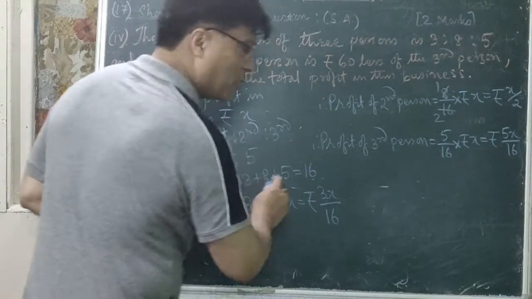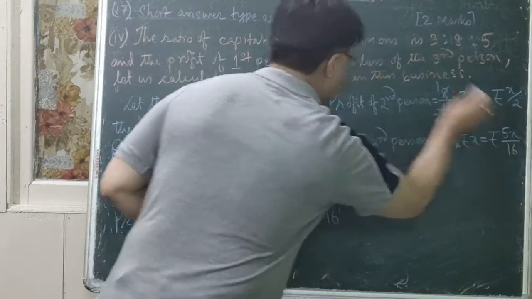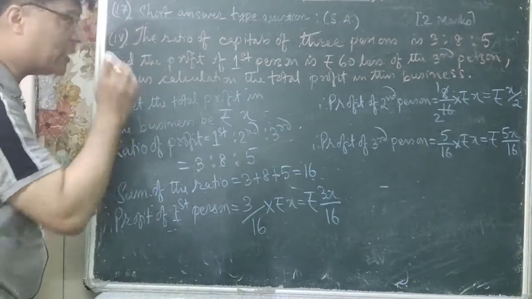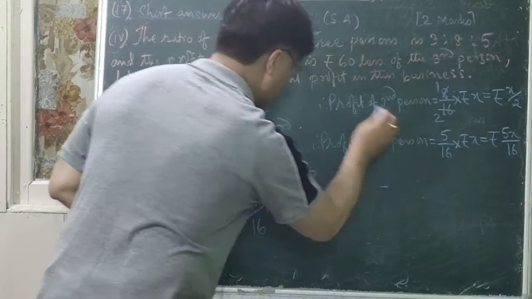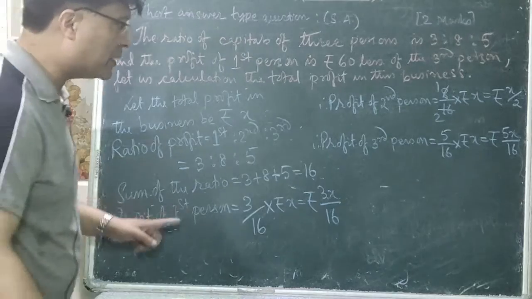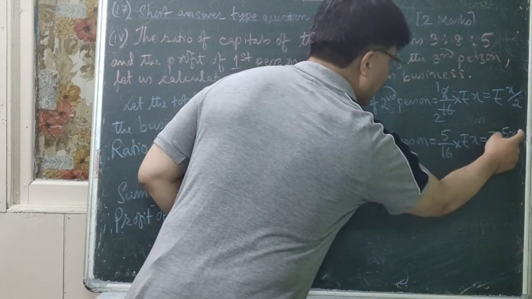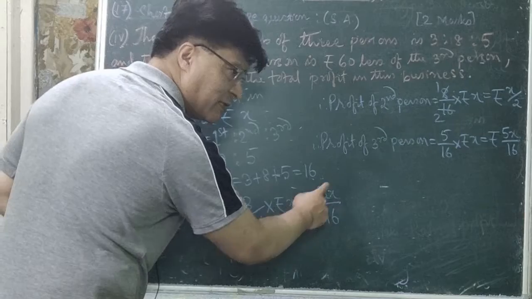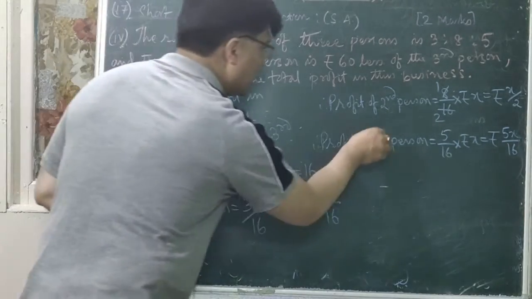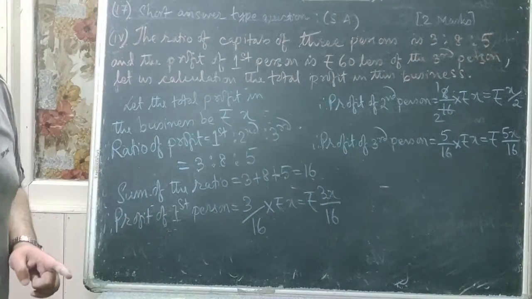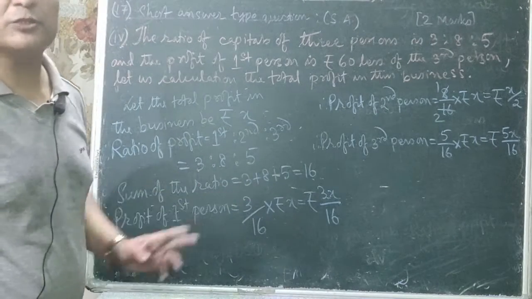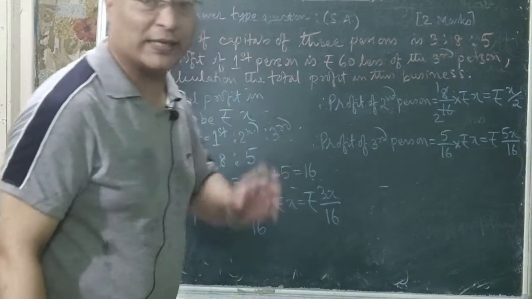Now we find it here. Profit of third person is rupees 5x by 16. Profit of first person is rupees 3x by 16. The question says profit of third person is more than profit of first person. Is that clear? To find by how much, you have to subtract 5x by 16 minus 3x by 16. That is, subtract profit of first person from the profit of third person, because profit of third person is more than profit of first person. So we find how much more it is.